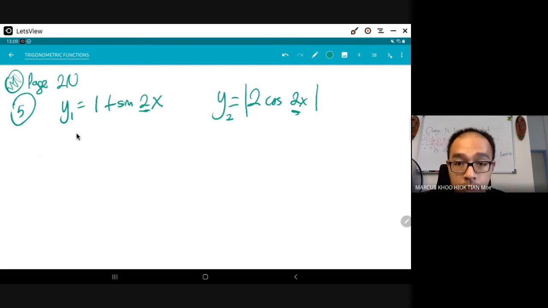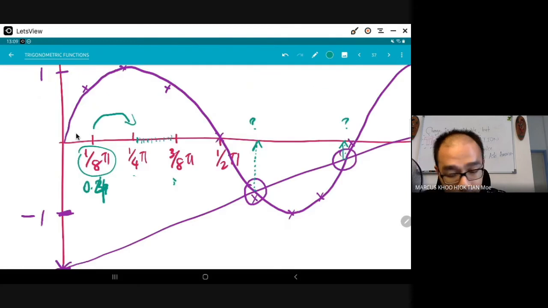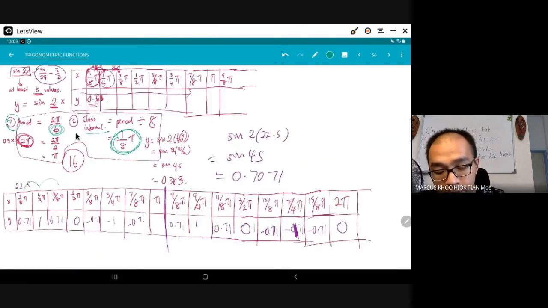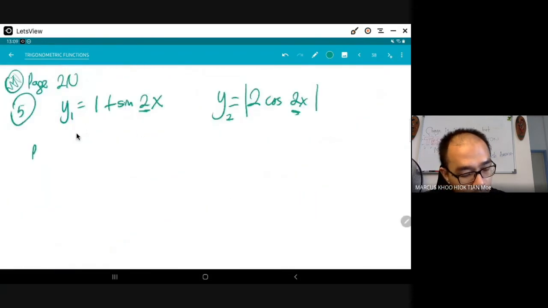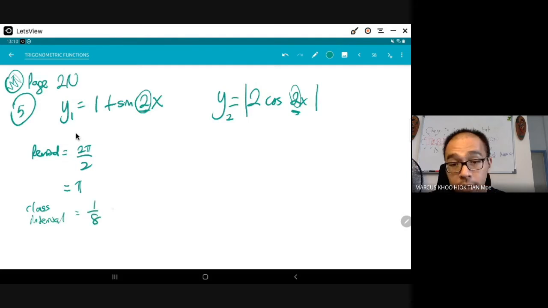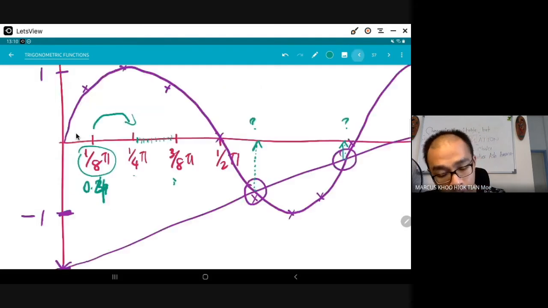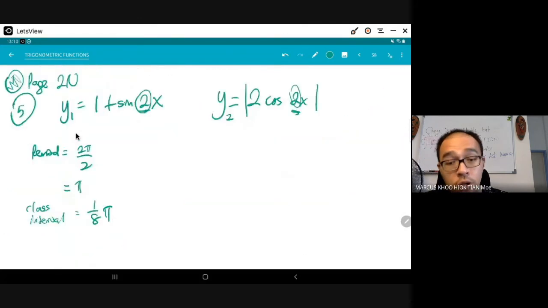Now, what's the first thing we need to find? We have to find the period first. So the period is 2 pi over 2 because b is 2 for both, which is pi. So the class interval will be 1 over 8 times the period, or the period divided by 8. What did I teach you? Yeah, period divided by 8. So it will be 1 over 8 pi. So you're going to have the same thing as just now, and all 16 also.